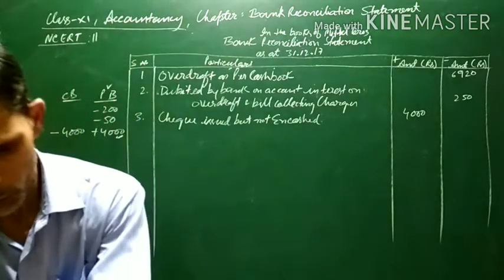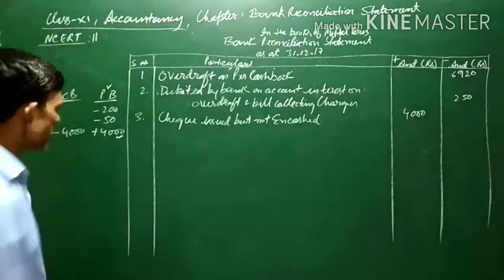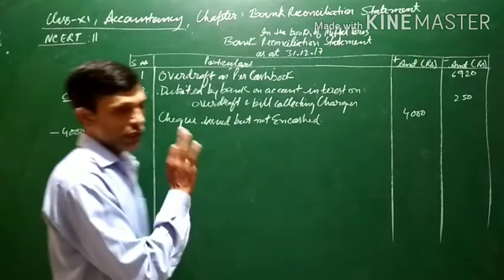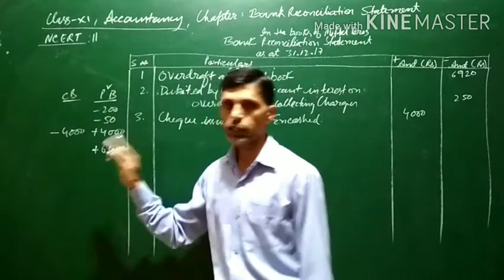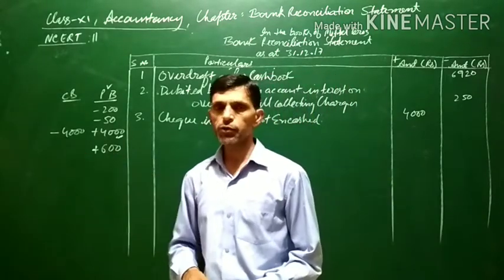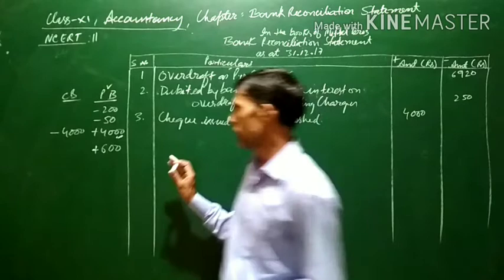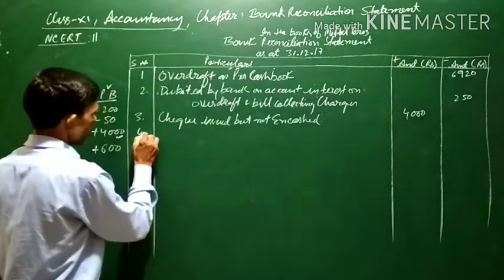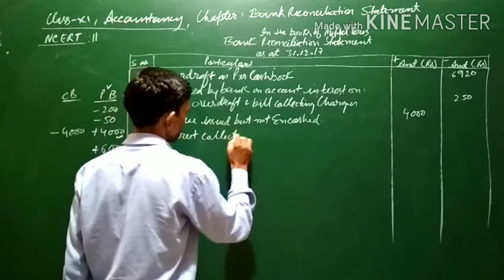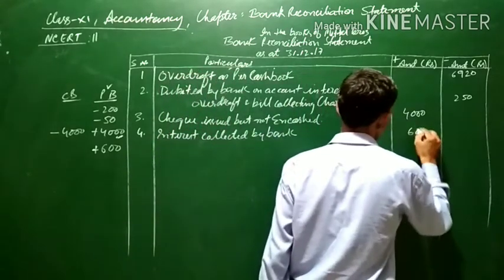Now next, the bank has collected interest and credited 600 in the passbook. If the bank collects interest and credits it, there is an addition of 600. This credit only appears in the passbook, because the bank has directly collected the interest, so no addition will be reflected in the cash book, but 600 additional balance will be showing in the passbook. So we will write this in the plus column, because interest collected by bank, 600.